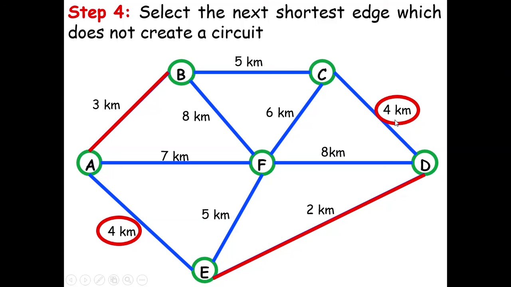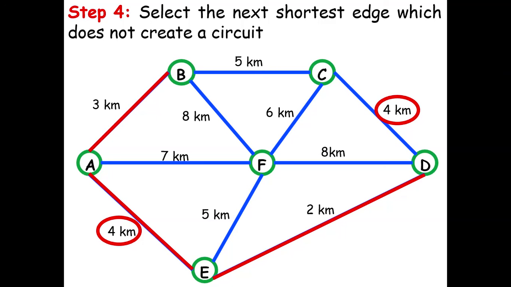So it doesn't matter, because these have got the same distance of 4 kilometers, it doesn't matter which one I choose first, because I'm going to choose the other one after this. Okay, so I'm just going to randomly choose the arc between A and E. Okay, and I'm going to add that one in, and I'm going to remember to keep an eye on that 4 kilometers there, because that will happen in my next step in the process.